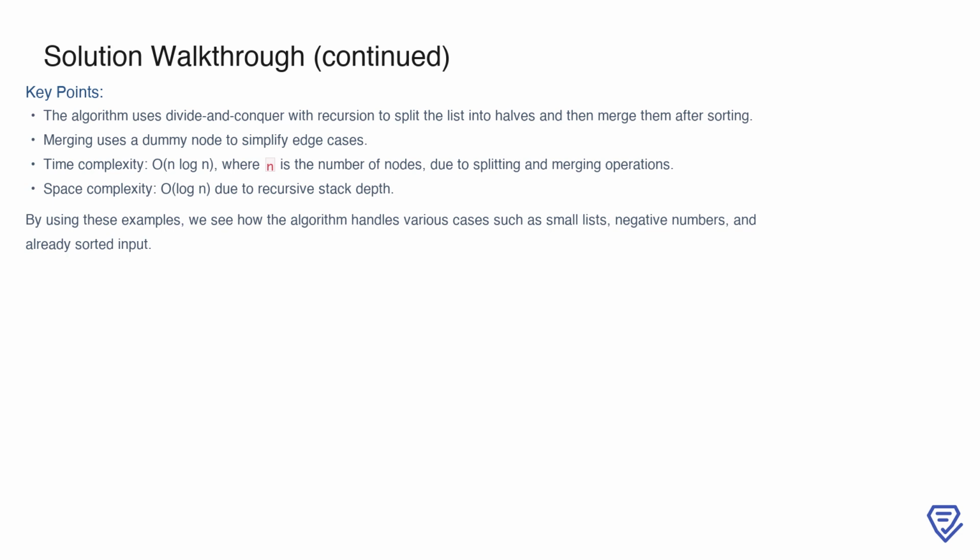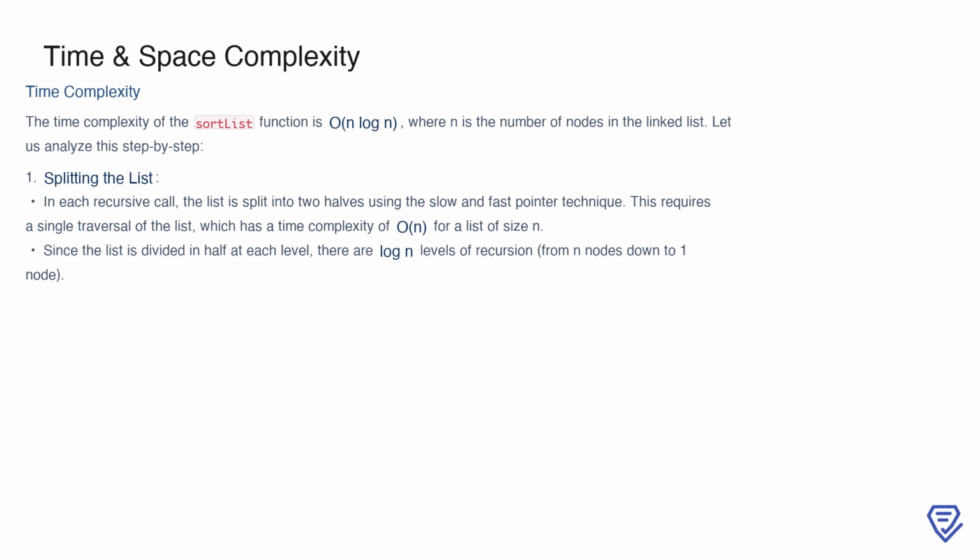already sorted. The time complexity of the sortList function is O(n log n), where n is the number of nodes in the linked list. This complexity arises from two key operations, splitting the list and merging the sorted sublists. First, when splitting the list, we use the slow and fast pointer technique to divide the list into two halves. This requires a single traversal through the list, which takes O(n) time for a list of size n.